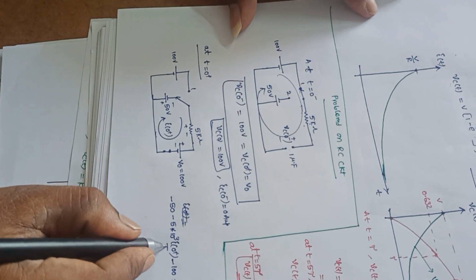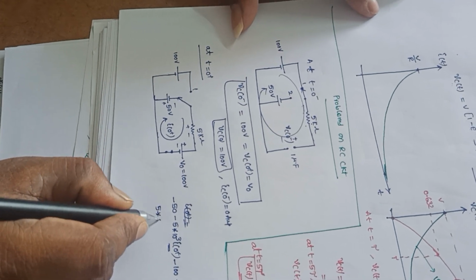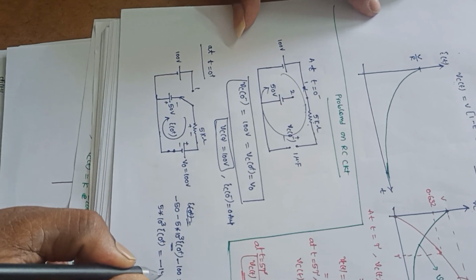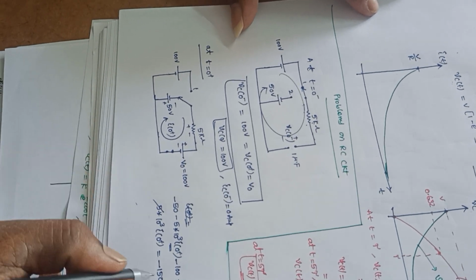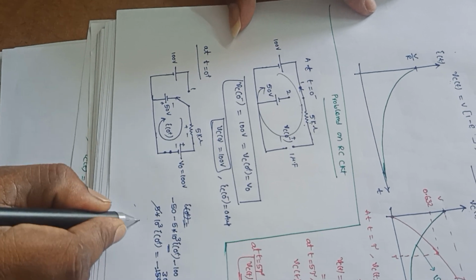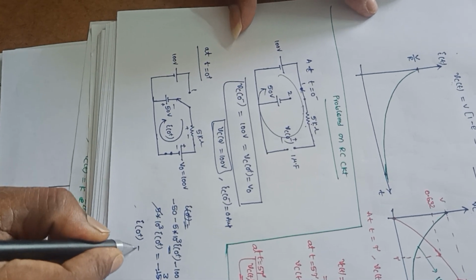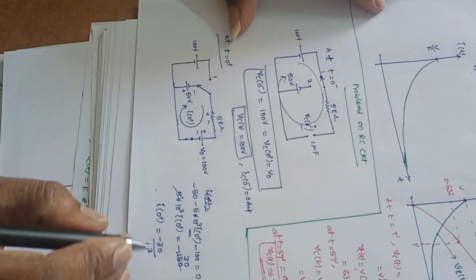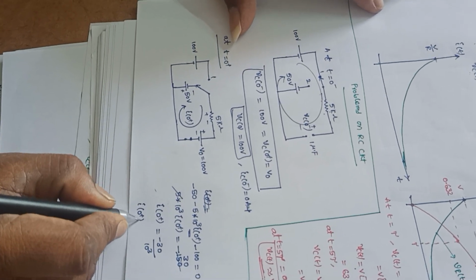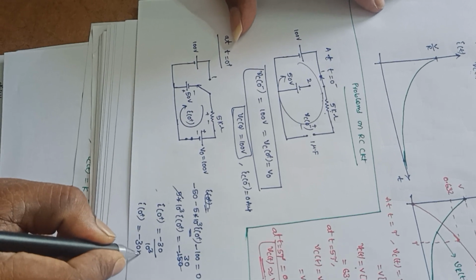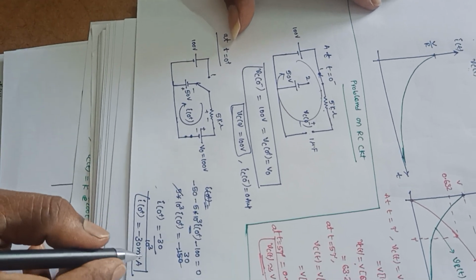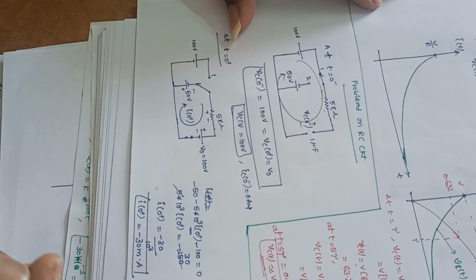I need to find I of 0 plus. So 5 into 10 power 3 into I of 0 plus is equal to minus 150. So I of 0 plus is equal to minus 30 divided by 10 power 3, that is equal to minus 30 milliamperes, or minus 30 into 10 power minus 3 amperes.